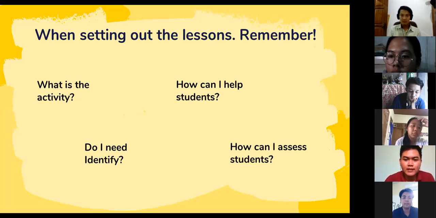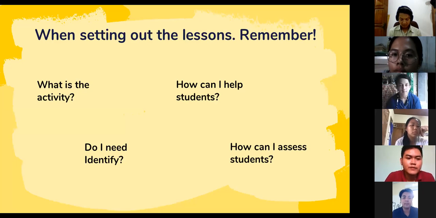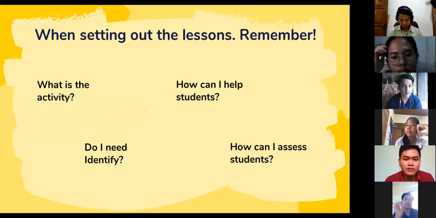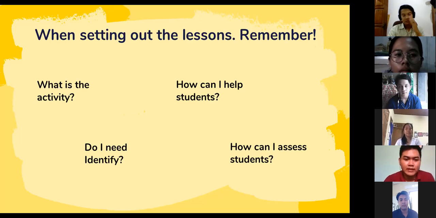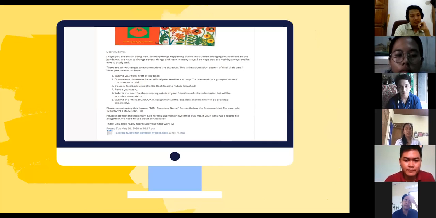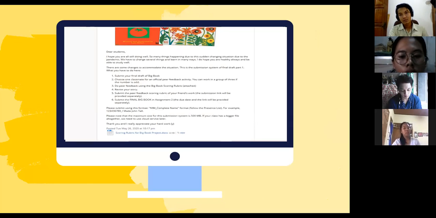And the last is, how can I assess the students? It means the teacher should determine what the teacher should assess. For example, the teacher gives the students a recount text. So what will the teacher assess after the students learn the recount text? Next, this is the example of how to present and work through new knowledge and skills online.